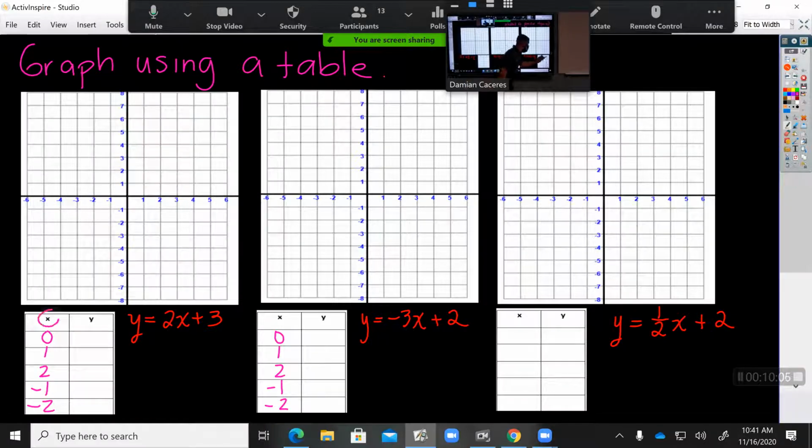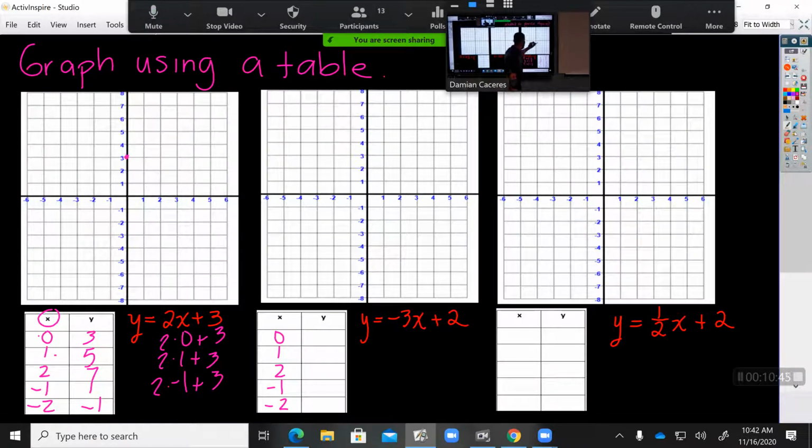Now, all you have to do is plug in for x the number you're looking at. So 2 times 0 plus 3 equals 3. Now you do it with the 1. 2 times 1 plus 3 equals 5. 2 times 2 plus 3 equals 7. 2 times negative 1 plus 3 equals positive 1. And 2 times negative 2 plus 3 equals negative 1. Now you just plot those 5 points.